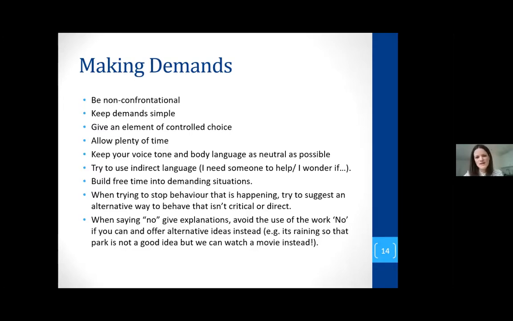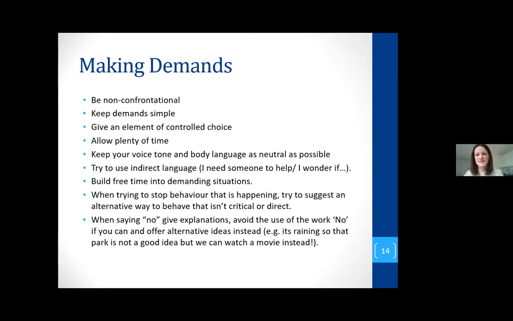And then when trying to stop a behaviour that's happening, try to suggest alternative ways to behave that isn't critical or isn't direct. So you wouldn't say, no, don't hit your brother. You would say, oh, could we walk away if he's annoying you? And then you're not being critical, you're not being direct, but you're giving them an alternative.